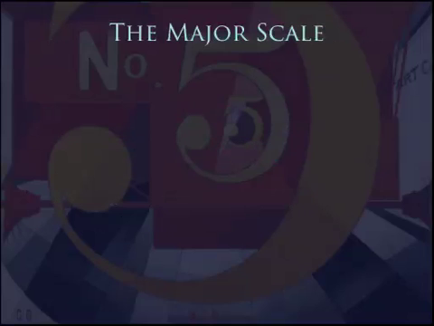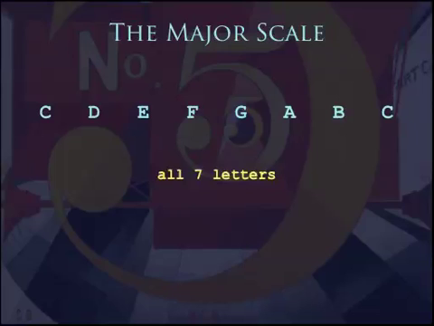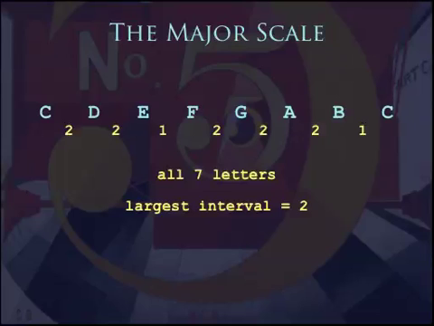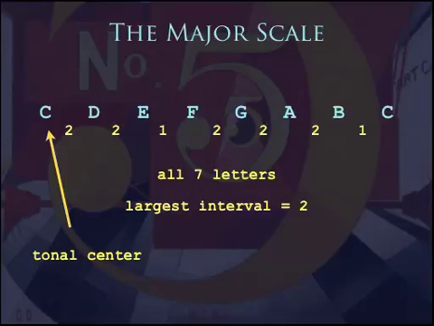So we'll start with the major scale. Here's our basic C major scale. So we see all 7 letters are being used. The intervals are these here in the yellow numbers, and so we see that the largest one is number 2, repeated several times, but still the largest one is number 2. And finally, the tonal center, in this case we represent that as being the first one that we write down. That's a general convention: when we write down a mode or a scale, we start with the tonal center and then write the scale out from there. That makes it easy to identify.